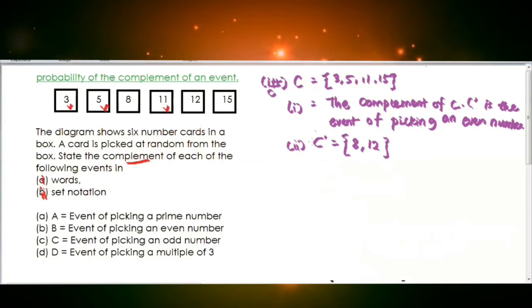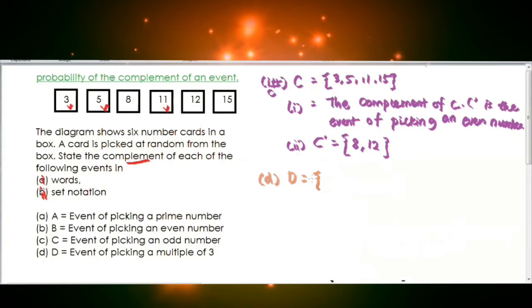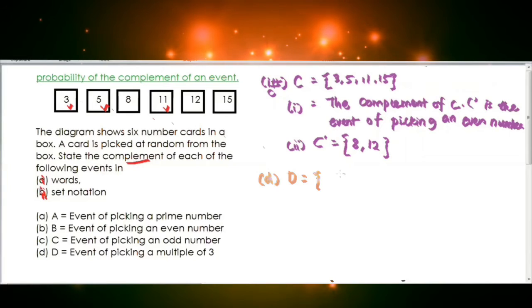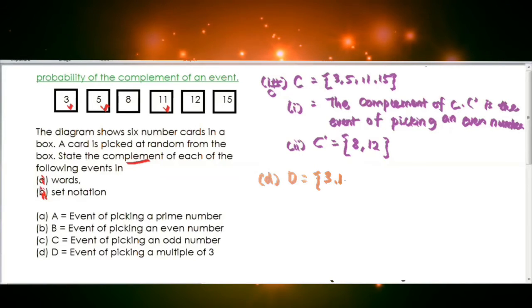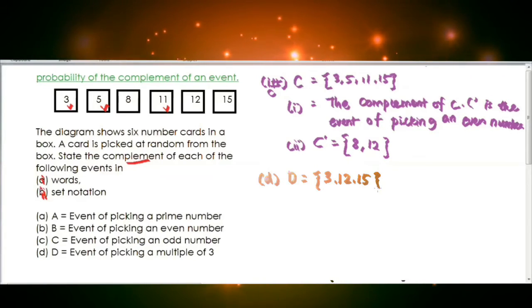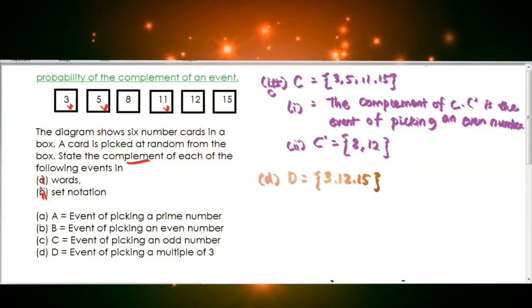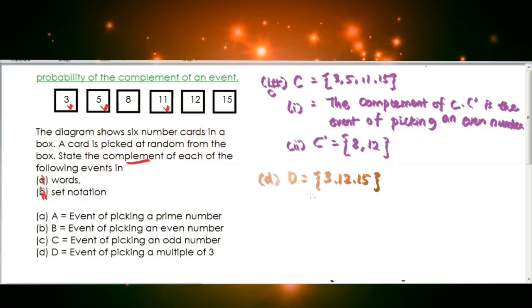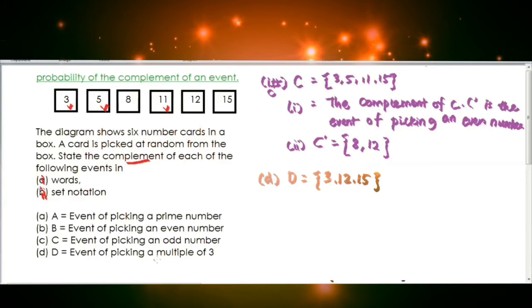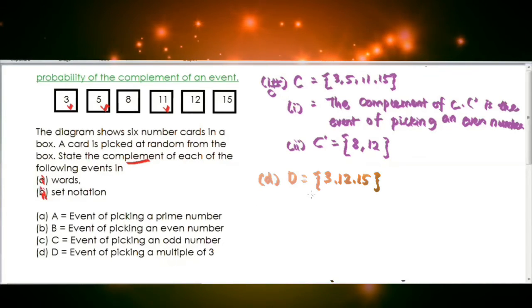One more question for complement. Let's say D is my event: the event of picking a multiple of 3. Which ones are multiples of 3? 3, 12, and 15. So when the question requests us to find the complement of an event, it means we need to find a number which is not a multiple of 3.